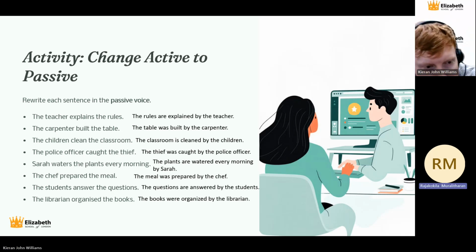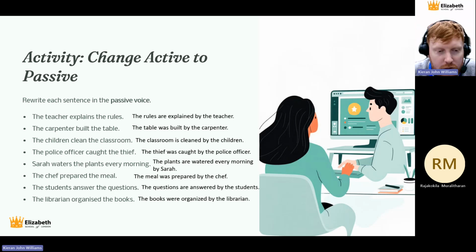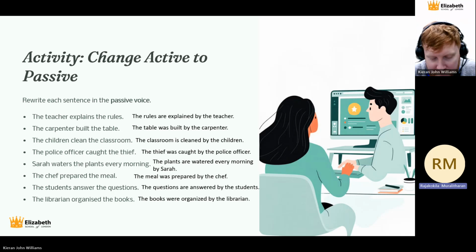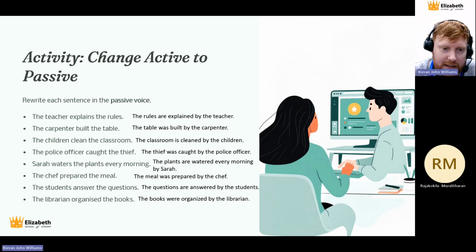The carpenter built the table. The table is built by the carpenter. Okay, now just remember in the first one, the carpenter built. This is the past, so you need to use was or were. Oh, yeah. Okay, sorry. So the table was built by the carpenter. Exactly. Very good.